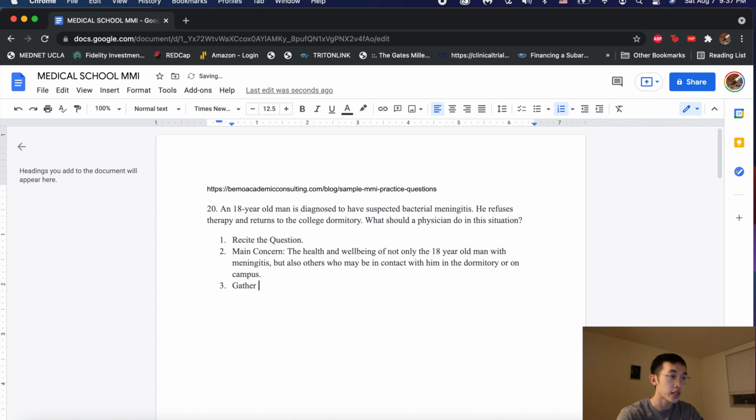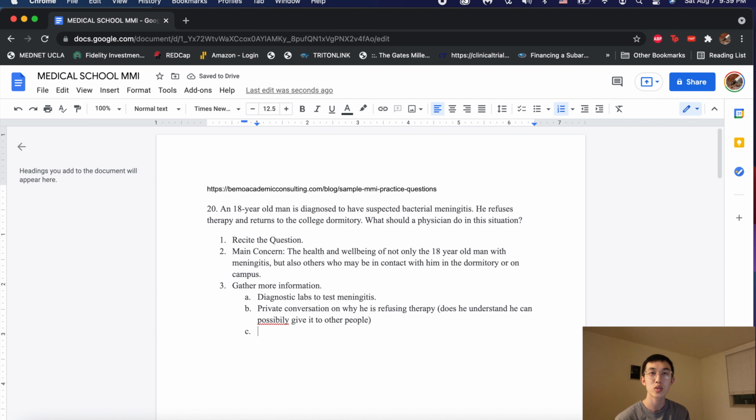so you want to gather more information. So gathering more information, maybe I can do a diagnostic test, like run some labs, just to make sure that he has bacterial meningitis, right? So diagnostic labs to test meningitis. In this question, he also refuses therapy. So I can have a private conversation with him on why he is refusing therapy. In this conversation, I can also ask him, do you understand the consequences of not receiving treatment, such as giving it to other people, possibly?